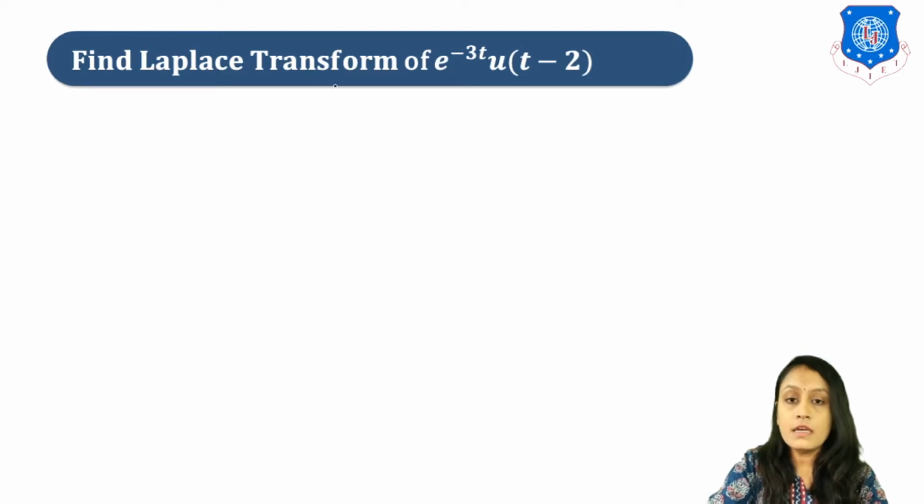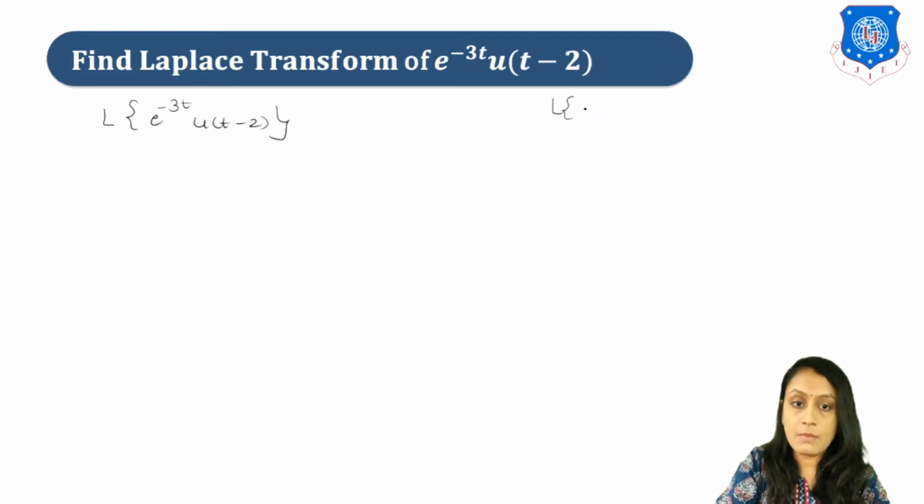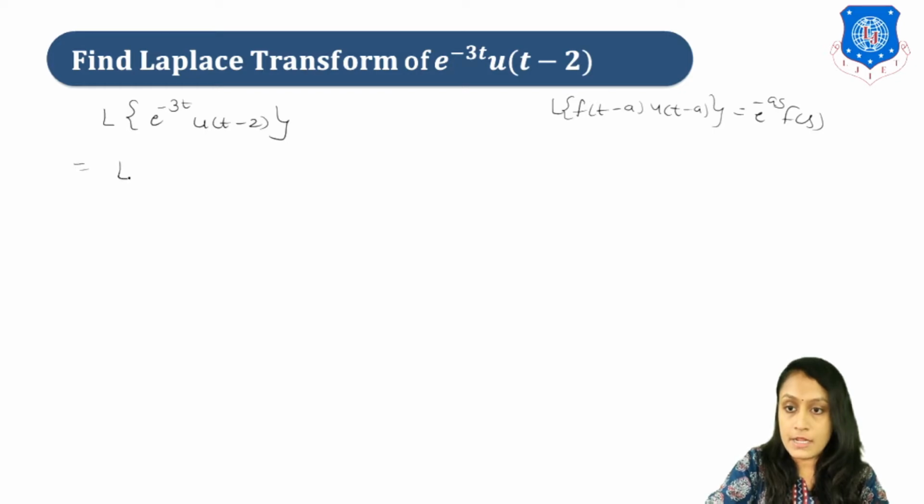Now let's solve an example. We have to find the Laplace transform of e raised to minus 3t u(t minus 2). We have the formula that the Laplace transform of f(t minus a) u(t minus a) is e raised to minus as F(s). This is the formula, so we will apply it to solve this Laplace transform. Here we have t minus 2, so we have the form t minus a, and we need this form in the function f(t).